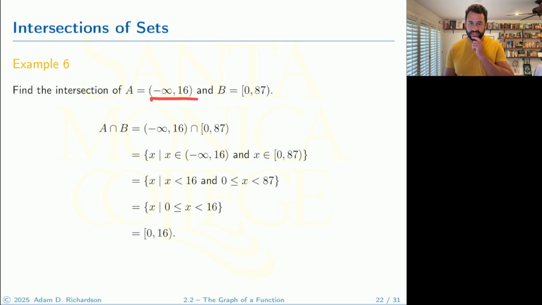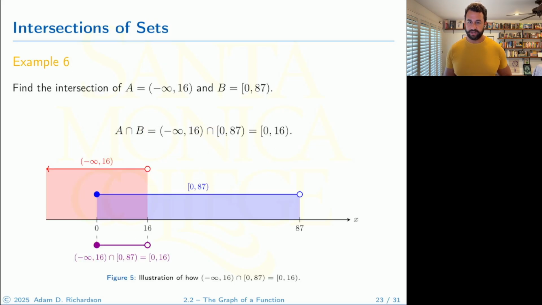So x has to be less than 16, but it's got to be greater than or equal to 0 and less than 87. So that means it's got to be greater than or equal to 0, but less than 16, just like so. So this is the intersection right here. This is one where I really like the picture. So let's take a look at the picture now.